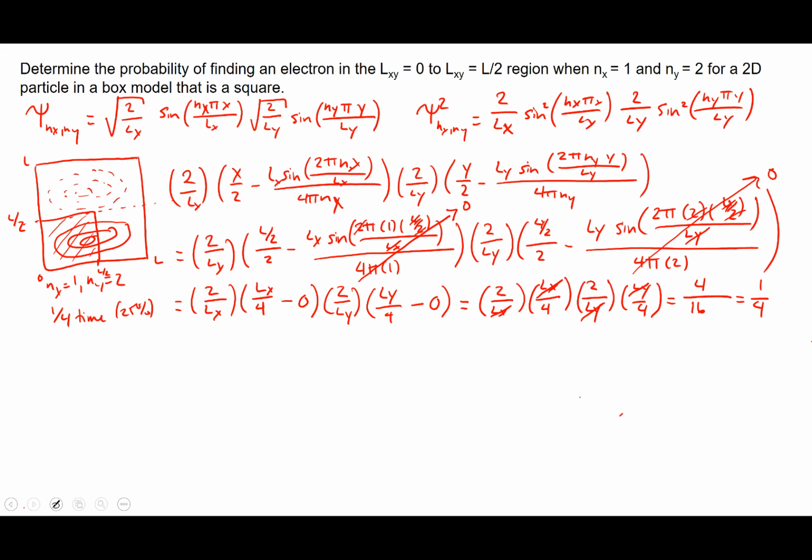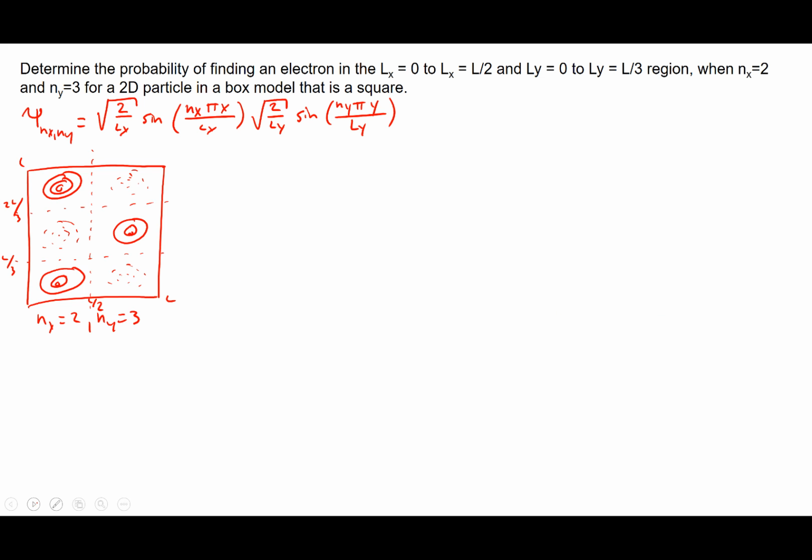And so what we're looking at is, in the x direction, from 0 to L over 2, so that's this space right here. Oh, I jumped to the wrong problem. We're looking in the x direction from 0 to L over 2, which is this space right here. And then in the y direction, we're going from 0 to L over 3, which is this space right here. So we're looking at essentially this quadrant right here.